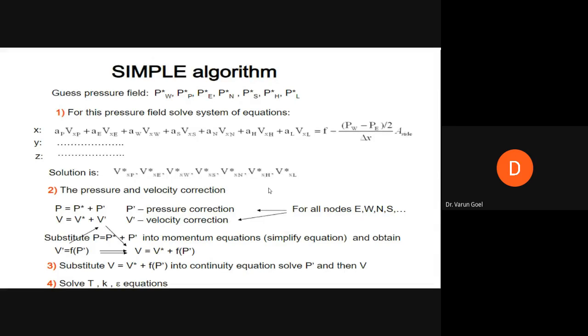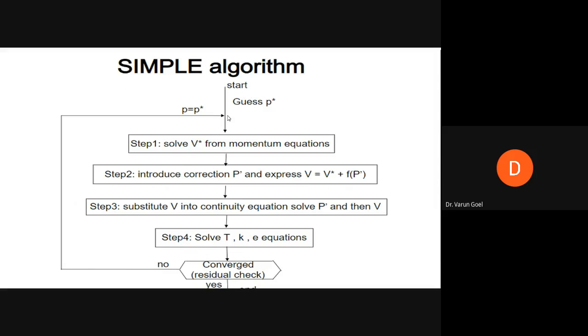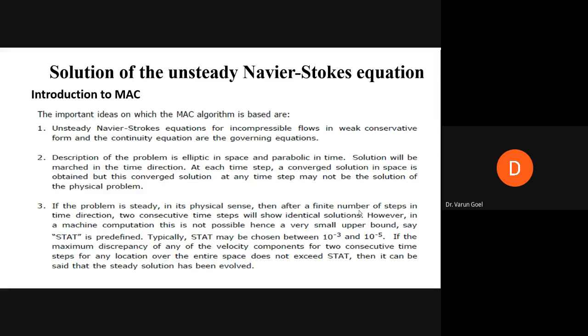These are the steps which we have mentioned here, which are discussed. Start with a guess, estimate the value from the momentum equation, introduce the correction, and express these values, substitute the value into the continuity equation. Then we can solve for the other equations if we have them. And if our solution is converged, okay. Otherwise, if it does not converge, then again go on correcting the values. So that's all from my side.